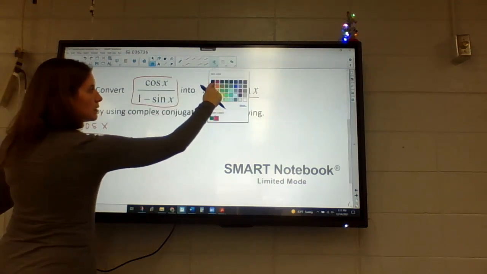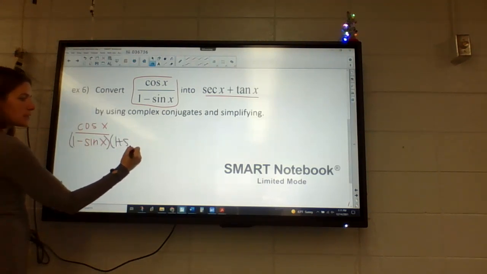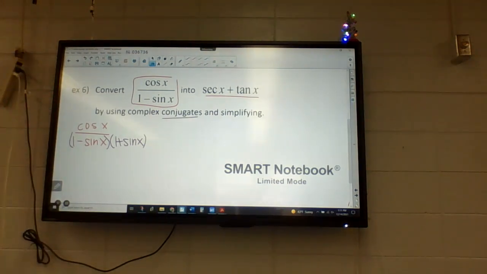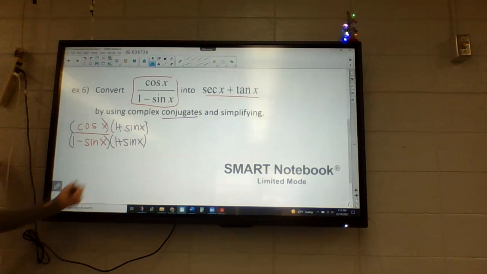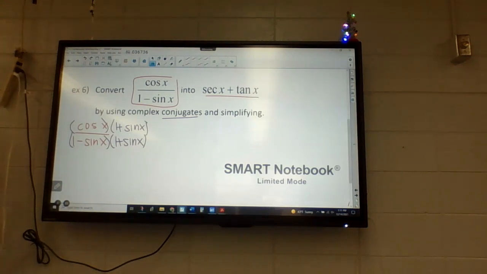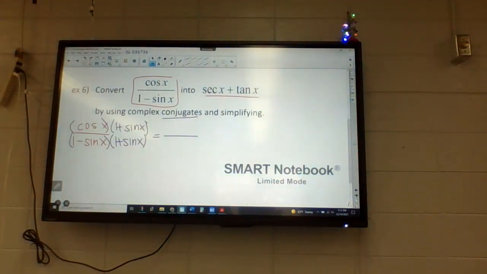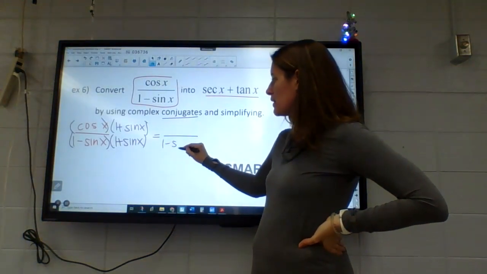So I'm going to multiply by 1 plus the sine of x, because they told me to. They gave me that clue. If I do that to the bottom, I have to do the same thing to the top. Now the bottom I know is a conjugate, so I know it's going to work out very nicely. Those middle two terms are going to cancel. I'm going to end up with 1 minus sine squared.